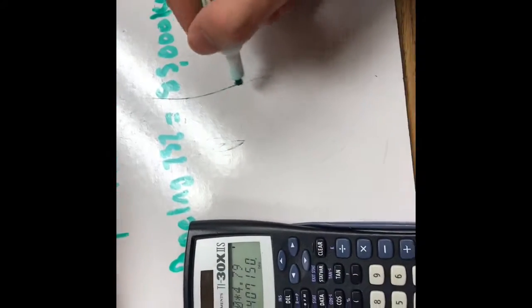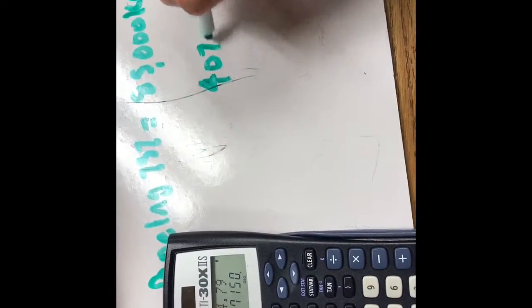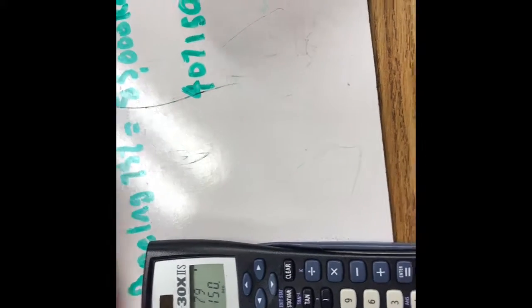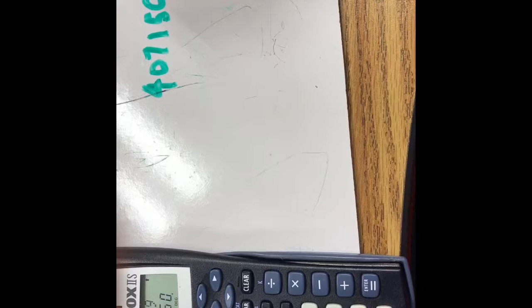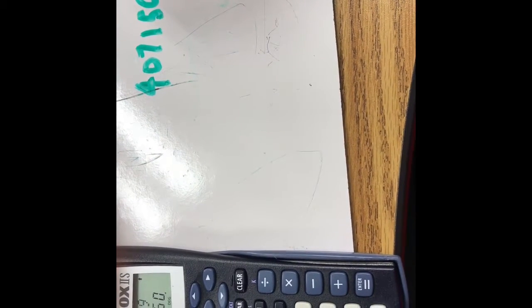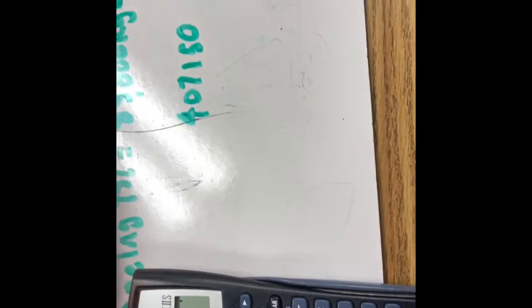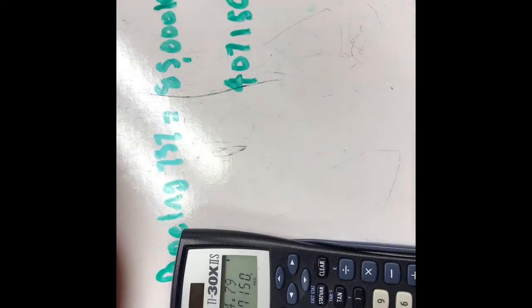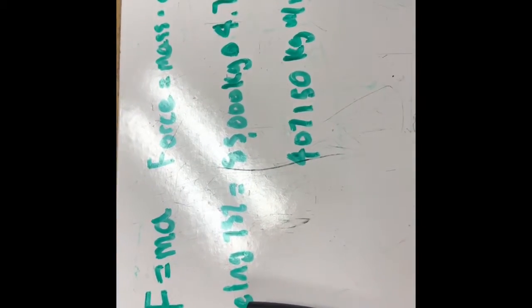And then what I'm going to do is just put 407,150, in kilograms meters per second squared. And that's for the Boeing 737.